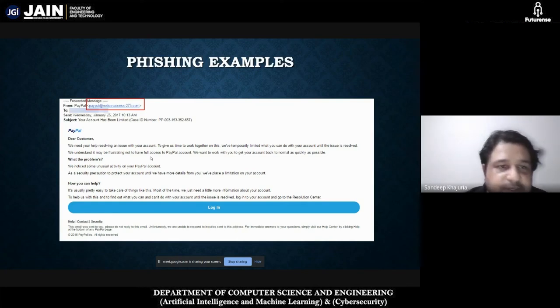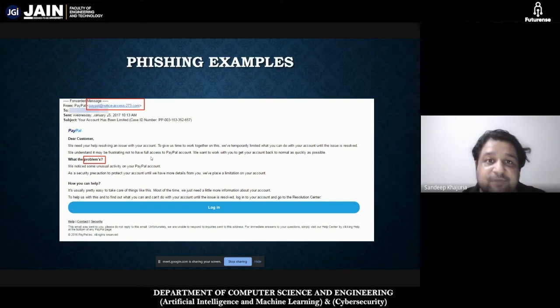First, look at the From field, always the sender. You are the receiver, so always check the sender. Now, this is an email address which possibly will not be used by PayPal. PayPal will have its own email address ending with its own domain, paypal.com, right? So you have to check for these flags here.